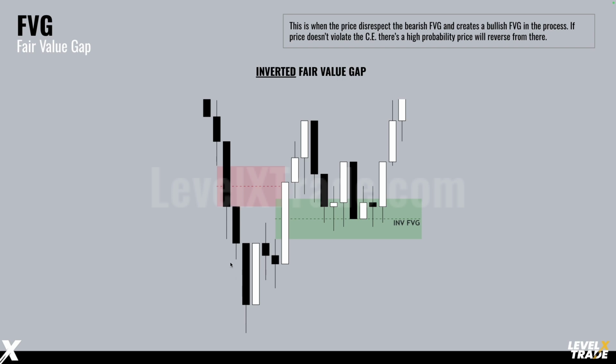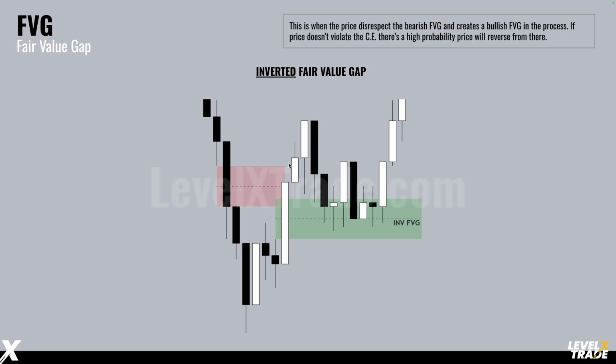Now, as we move from sell side to buy side, going up, as an example that I mentioned earlier, the candle closed the fair value gap with the body.